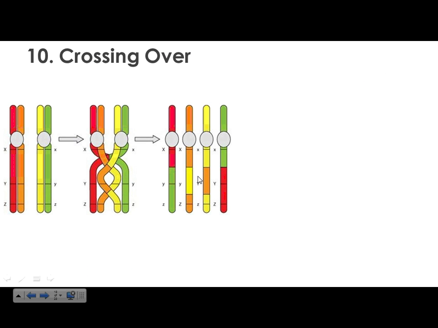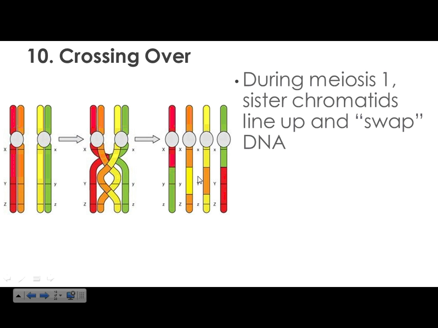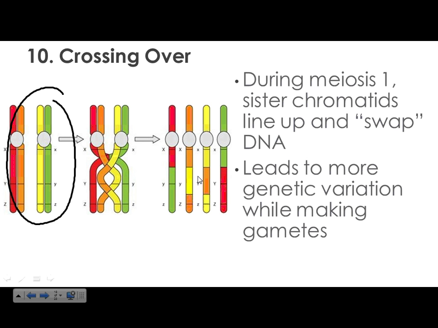Crossing over, how does it contribute to sex cells that are genetically different from their parent cell? So here we see crossing over occurring. 2 sister chromatids during meiosis 1, they're going to line up next to each other. So these guys will line up next to each other. And then they're going to cross over their DNA. And once they do this, we end up with these chromosomes that look like little patchwork quilts of the other chromosomes that they crossed over with. This leads to more genetic variation while making gametes. So this is just one more way that we get gametes that are different from the parent.